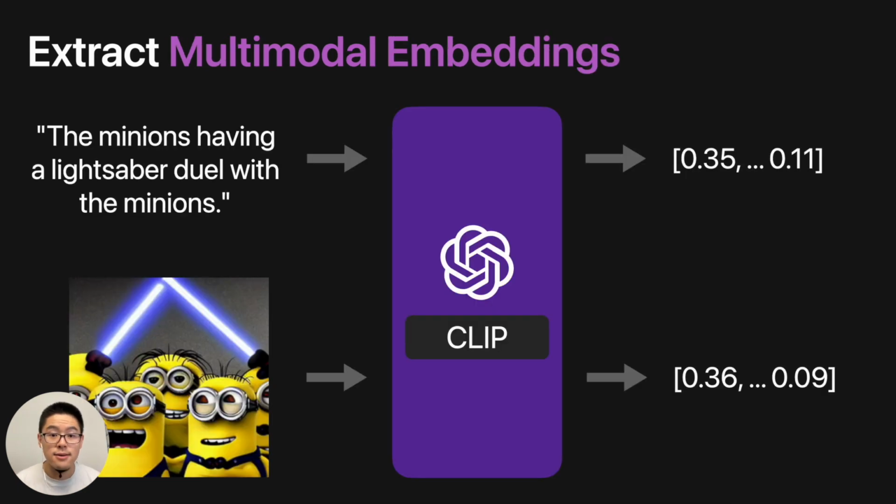People can also extract embeddings from other modalities like images. For example, the CLIP model supports different modalities, including text and images. Here we have the text, and for the image, we use an image generated by Stable Diffusion, using the text sentence as a prompt. As human beings, we can see those two inputs have very similar semantic meanings, both meaning minions having a lightsaber duel with each other, and we also expect the embeddings to be very similar because they encode the same semantic meanings.